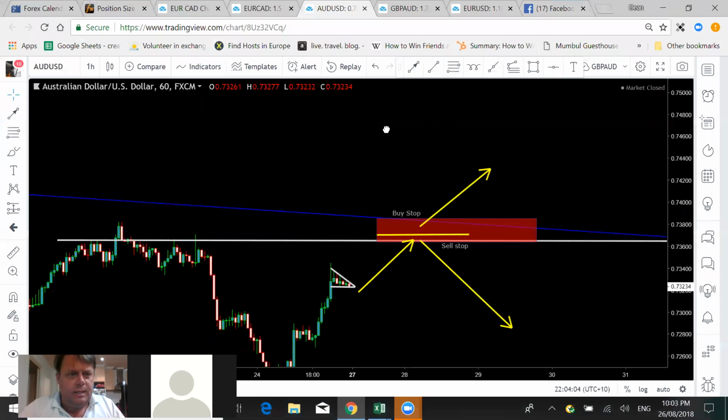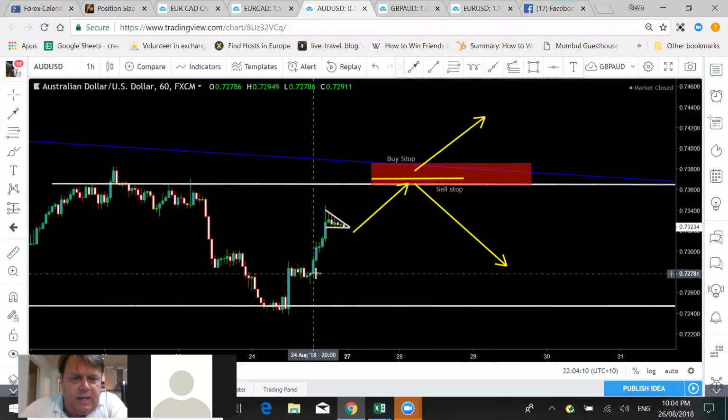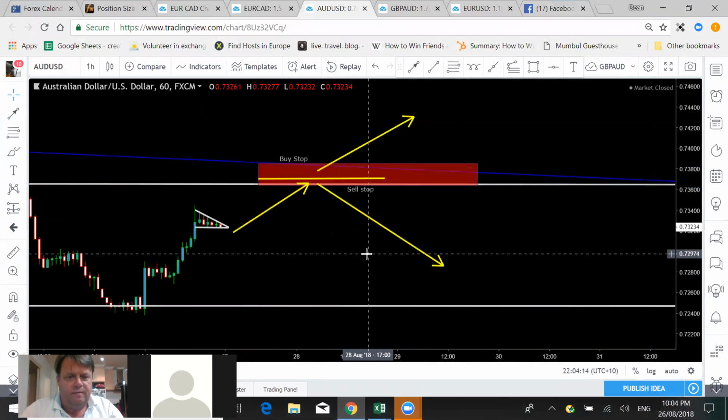All right, so just finishing up AUD USD. So in the 1 hourly, you can see we've had this impulse, flag, impulse. Now we're into this sort of, again, we're in a flag.